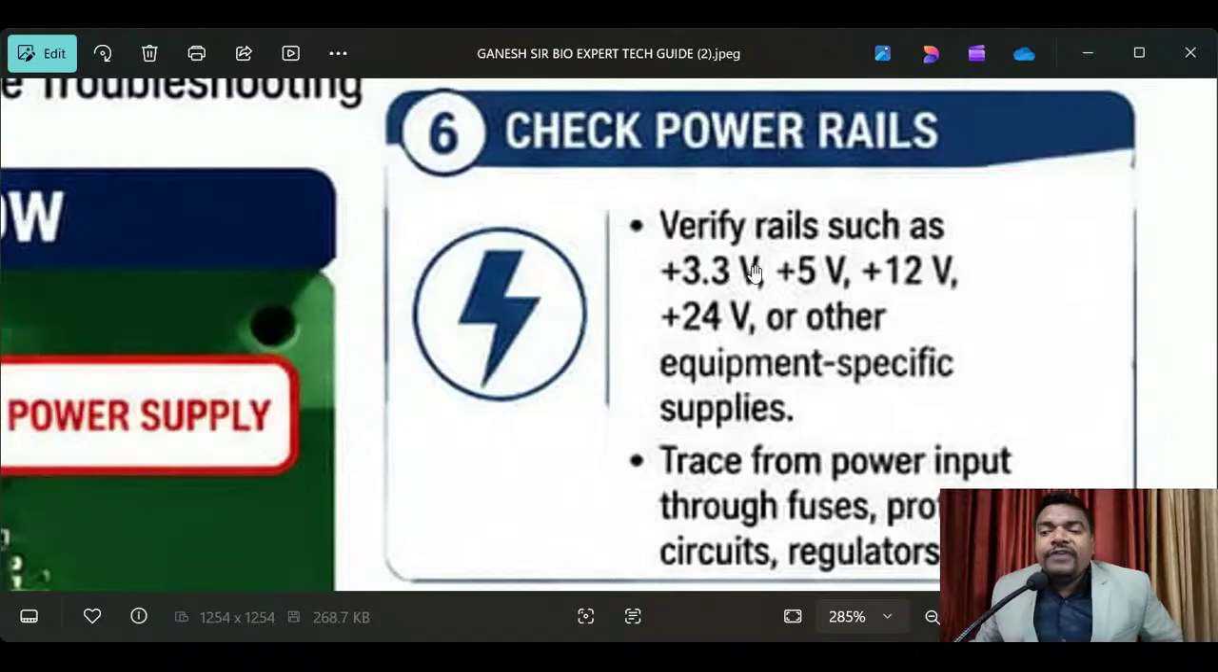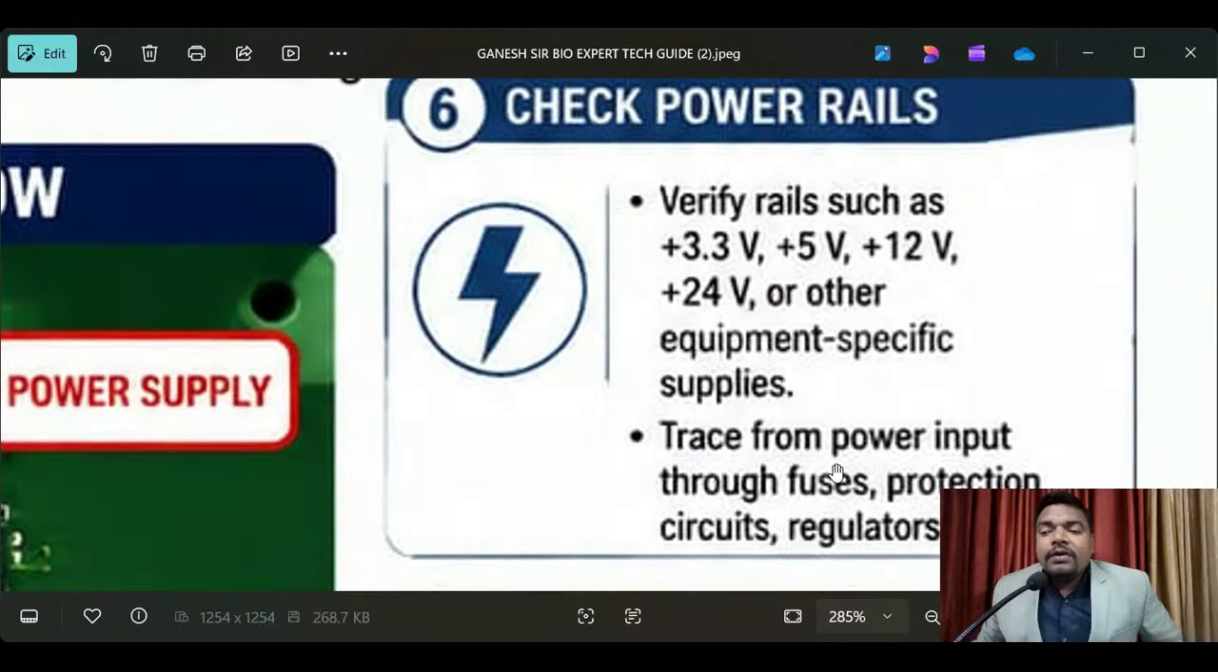Verify rails such as plus 3.3 volt, plus 5 volt, plus 12 volt, plus 24 volt, or other equipment-specific supplies. Next, trace from the power unit input through fuses, protection circuits, regulators, and ICs. These are things you do when you trace the PCB, to find what component is damaged and sometimes tracking issues, everything by visual inspection. A total of 9 points I'm going to give you. Those are the information you have to practice in your daily activities.